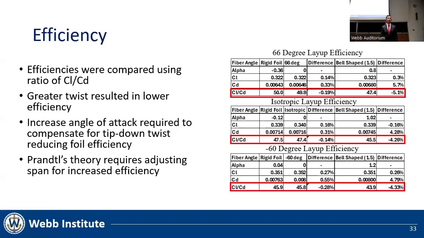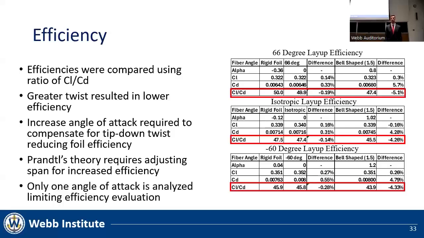The lower efficiency was understandable because Prandtl's theory requires increasing the span of the foil with a bell-shaped lift distribution to achieve the same amount of lift while reducing drag. Relying on increasing the angle of attack results in a significantly less efficient foil. A limitation of our efficiency analysis was that only one angle of attack was investigated for each foil. Results from more angles of attack would provide a better indication of overall performance.